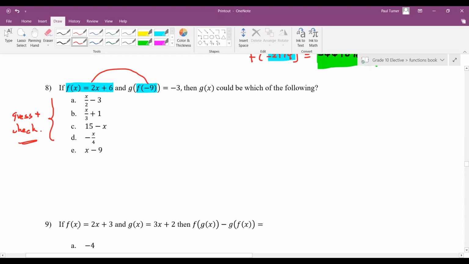If you've done that one, go down to question 9. That one's straightforward. You can do that. They're multiple choice questions below.